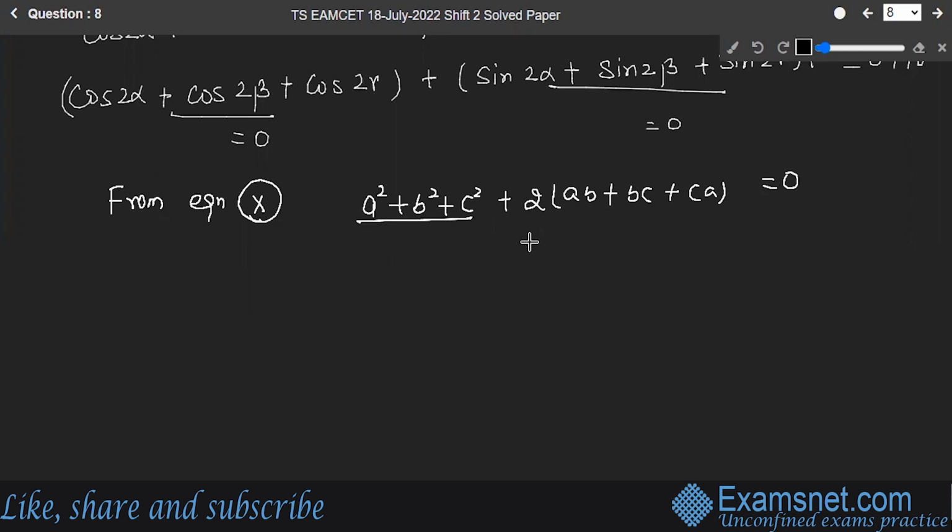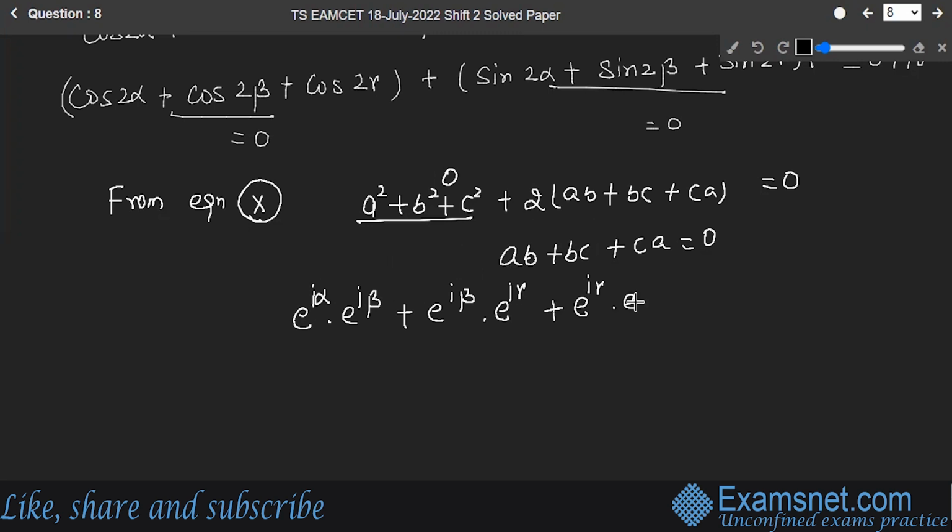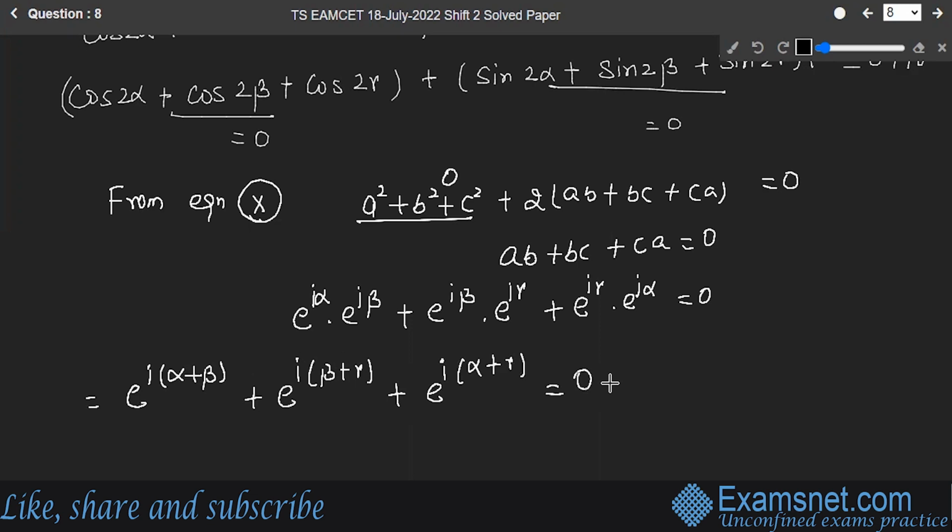This was equal to 0, which means this was equal to 0. We just solved this, which means AB plus BC plus CA is also equal to 0. Now AB was e raised to power iota alpha, e raised to power iota beta, e raised to power iota beta, e raised to power iota gamma, e raised to power iota gamma into e raised to power iota alpha is equal to 0, which can be written as e raised to power iota alpha plus beta, e raised to power iota beta plus gamma, e raised to power iota alpha plus gamma is equal to 0.